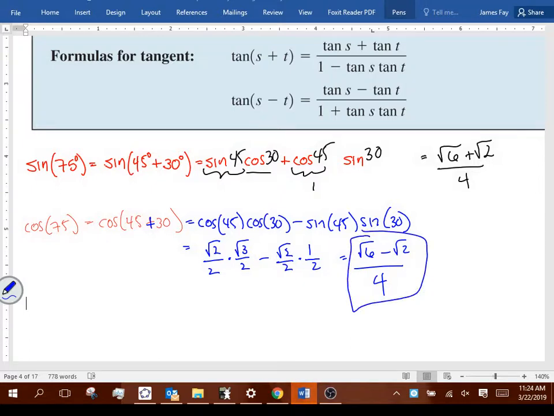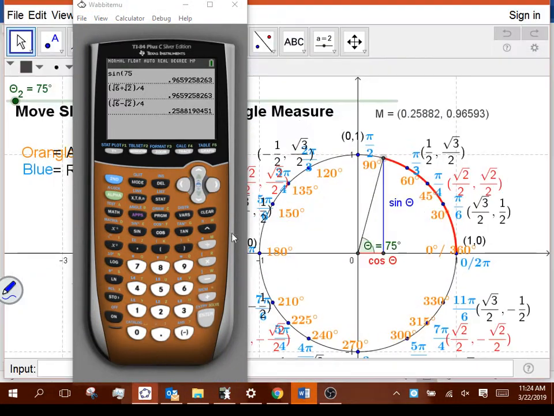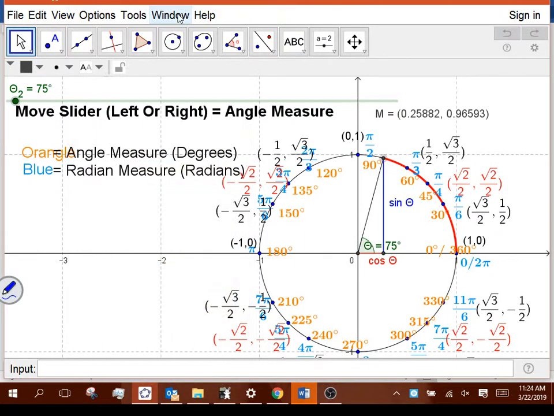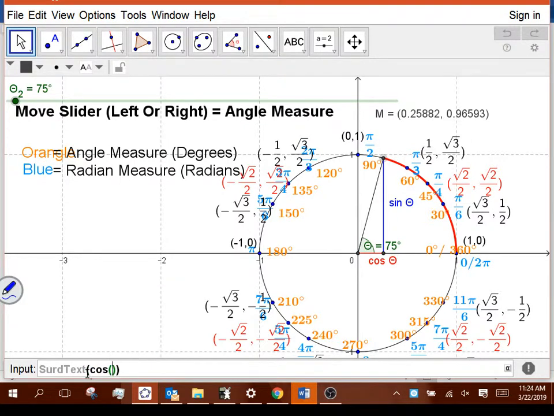If we take that onto our calculator, I'm just going to copy that, go back and edit that sign there. I get 0.2588. And that's exactly what our applet here was telling us that cosine value should be. Is that right, everybody? Okay. I don't know if this will do this. Let's go surd text cosine of 75. No.